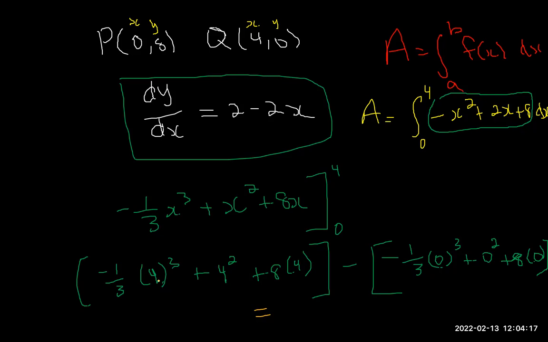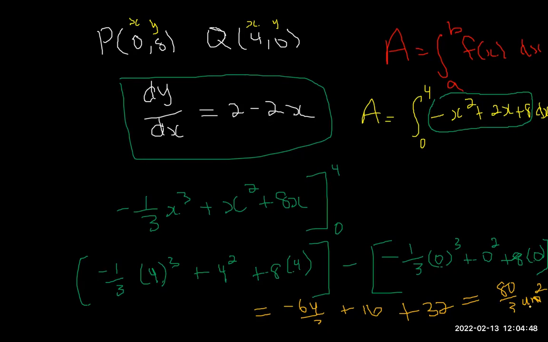Okay then. Well, 4 cubed is 64. So 64 by minus a third is going to give me minus 64 on 3. 4 squared is 16, so that's plus 16. And then 8 by 4 is 32. And when you put this into a calculator, you should get 80 on 3 units squared. Just make sure you put units squared.